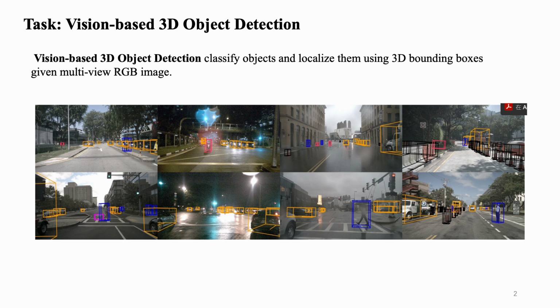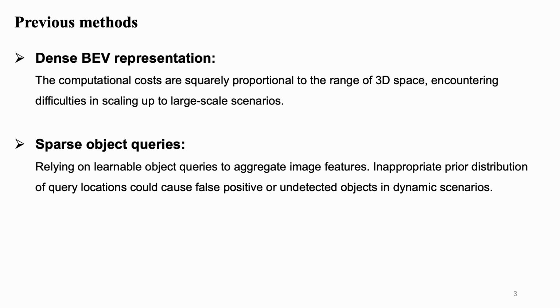The goal of vision-based 3D object detection is to classify objects and localize them using 3D bounding boxes given multi-view RGB images. Previous methods mostly adopt either dense BEV representation or sparse object queries for 3D object detection.